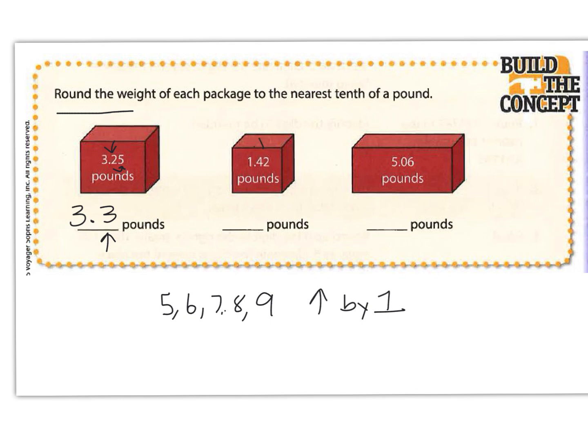Here we have 1.42, so we're going to look at the tenths place. The number behind it is a 2. Well, if it's a 0, 1, 2, 3, 4, then that number just stays. So we would say it is rounded to 1.4. Here we have a 0 in the tenths place, but behind it is a 6, so that means it goes up by 1. So 5.1 is how we would round that.